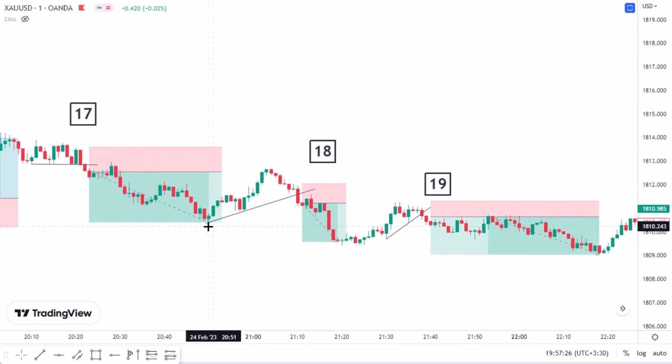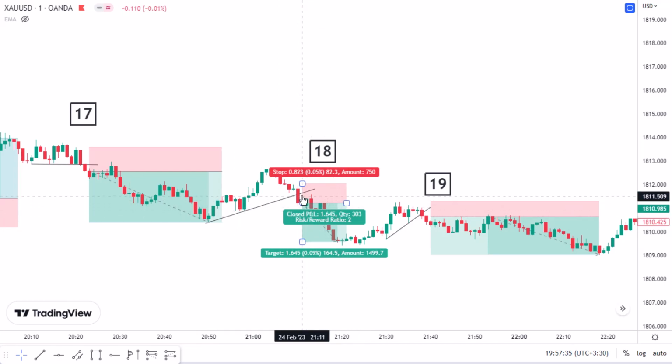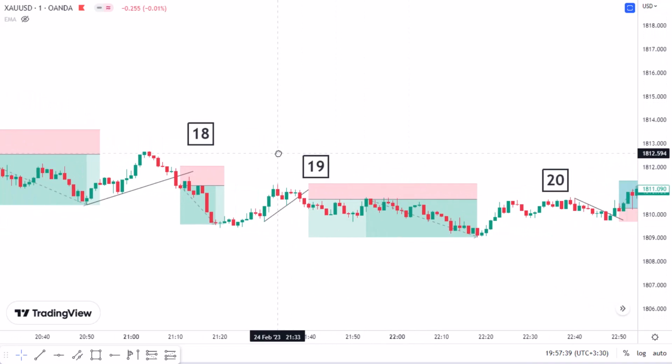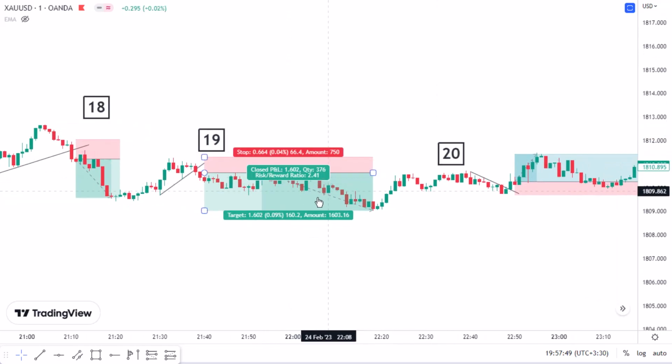On trade 18 we have this trend line here with one touch, two touches. On the third time it breaks it, we enter the position and set our stop loss, and it gives us RR2. On trade 19 we have this trend line here broken with this candle. We enter the position here, set our stop loss and put it in a safe place, and it gives us RR 2.4.